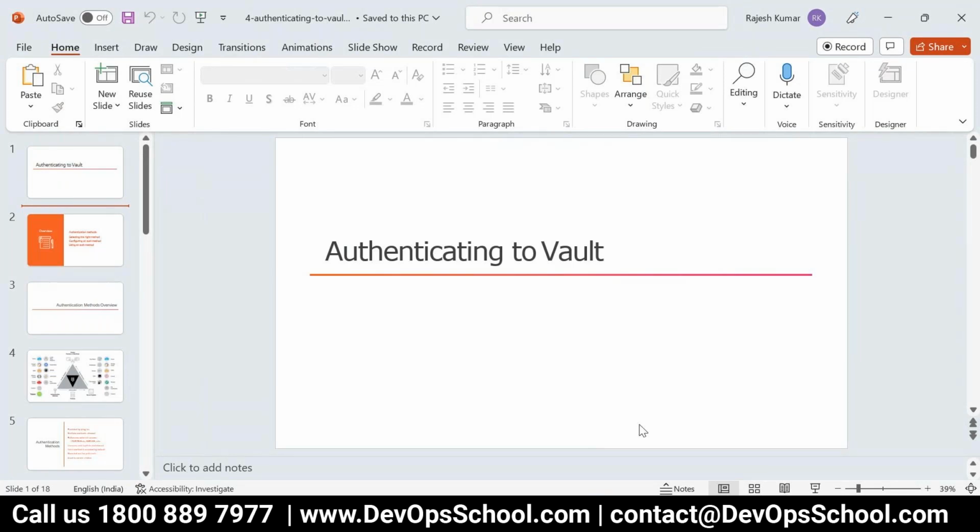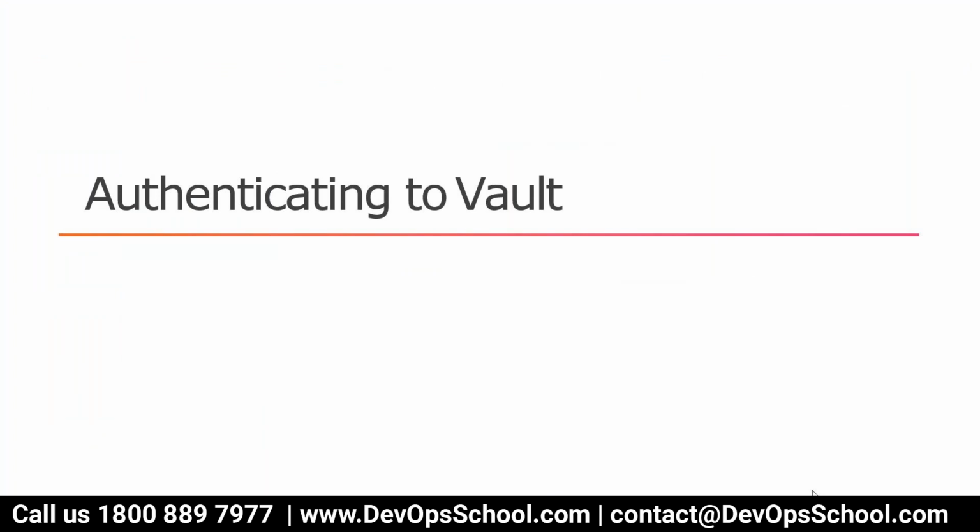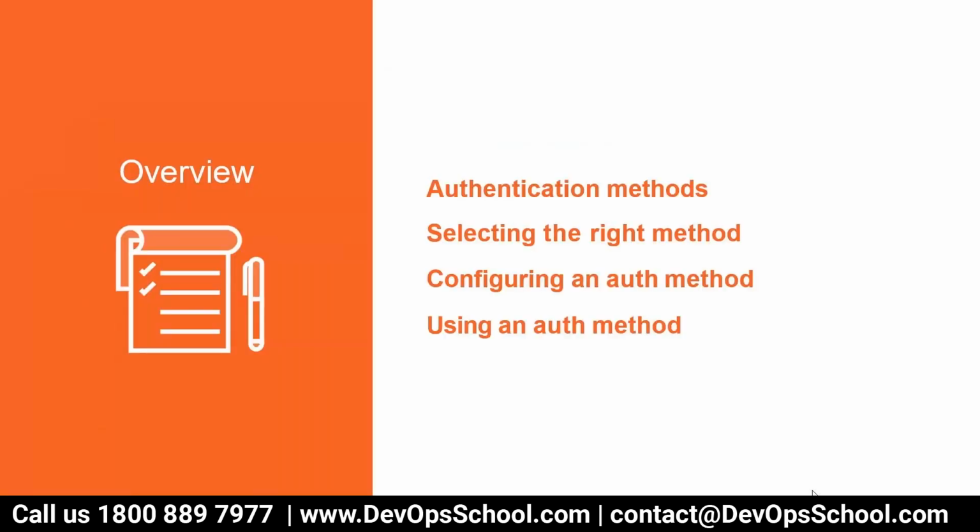So today I'll be discussing the authentication options with Vault. Primarily there are three topics in Vault. One is various authentication options. Second one is the place where we store the secrets, the secret engine. And third, which we call policies. And then fourth, audit. As part of this session, we'll discuss the authentication method, selecting the right method, configuring an auth method, and using an auth method. So these are the four things we'll do.